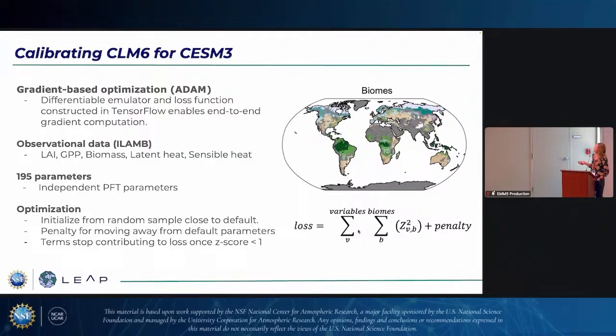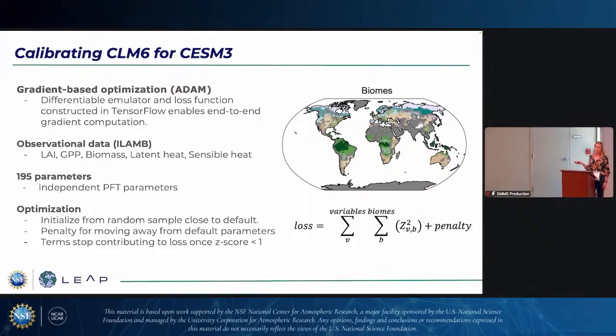And then in this way I've constructed the loss function, this is where that ethos of trying not to mess anything up comes in. We start by initializing really close to the default model parameter set rather than trying to do a full global optimization. And then we also introduced a penalty into the loss function that penalizes the optimization for moving away from the default parameter set. I'm not willing to move too far from the default in order to match the observations exactly. So the loss terms stop contributing to the loss once they're within 1 standard deviation of the observational target.